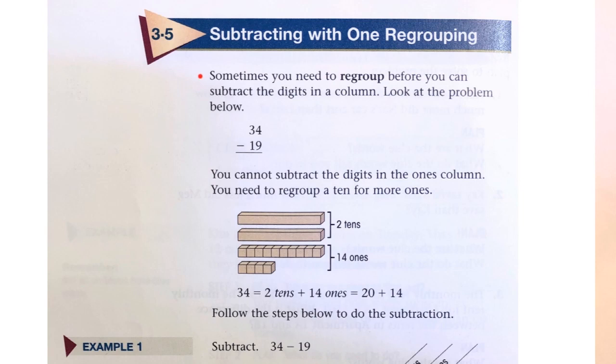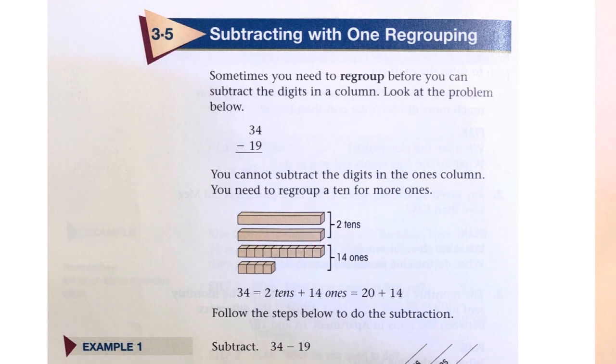Sometimes you need to regroup before you can subtract the digits in a column. Look at the problem below. 34 minus 19. You cannot subtract the digits in the ones column. You need to regroup a 10 for more ones.